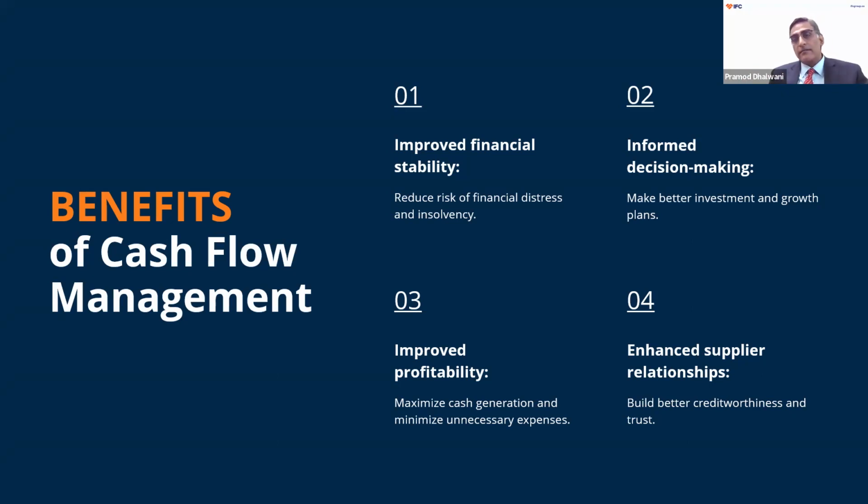So when you start to manage your cash very well, you look at all of these different elements. And gradually what happens is you start to improve your profitability, because you're now looking at how to maximize cash generation and minimize unnecessary expense. You start looking at the expenses. If you're managing your cash flow very well, you will suddenly realize, okay, there seems to be a mismatch between my costs and expenses and the revenue coming in. So you will start to take the right action so that it improves profitability for the business through cash flow management. And then the last one is enhanced supplier relationships.